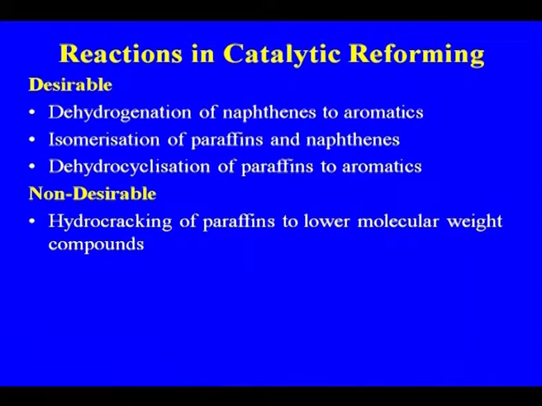The desirable reactions: dehydrogenation of naphthenes to aromatics, one of the very important reactions in the catalytic reforming process. It is endothermic, and that is why we need the preheater in each stage. Then the isomerization of paraffins and naphthenes, which is again very important, because we need more branched paraffins so that the octane number is increased. And dehydrocyclization of paraffins to aromatics.